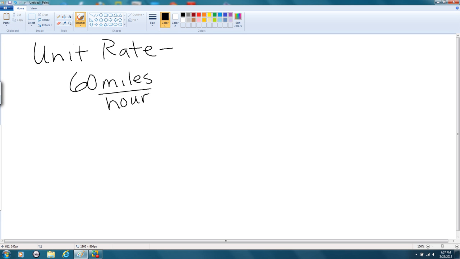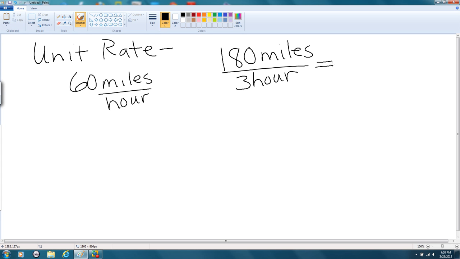We might be given a rate of somebody, let's say they travel 180 miles in, let's say, 3 hours. Okay, so that's a rate. If we wanted to look at their unit rate, or at least their average unit rate, we would divide top and bottom by 3, because we want the bottom to be a unit 1. So we get 60 miles per hour.